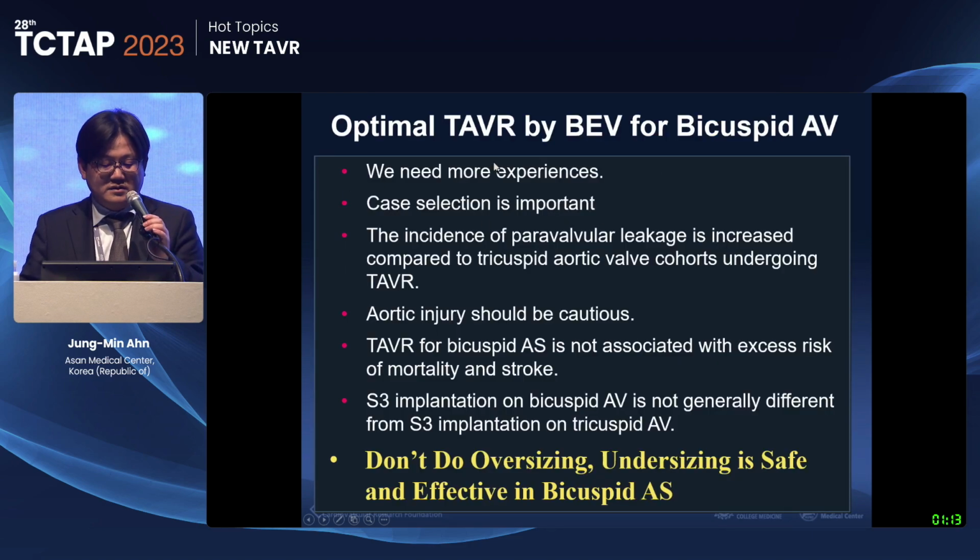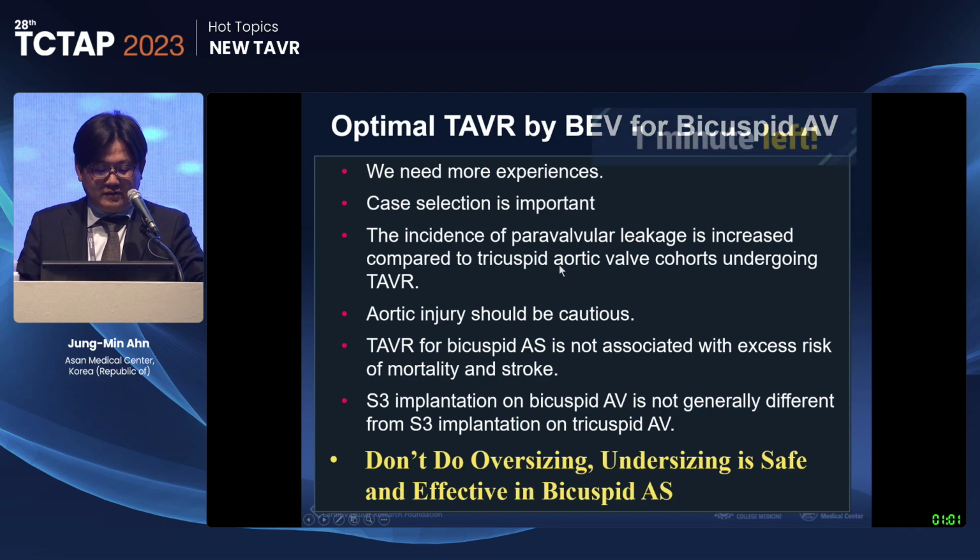This is my summary slide. We need more experience. Case selection is important. The incidence of PVL is increased compared with the tricuspid aortic valve cohort undergoing TAVR. Aortic injury should be cautious.